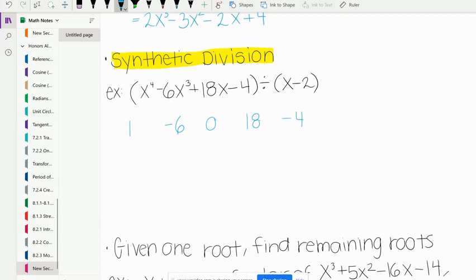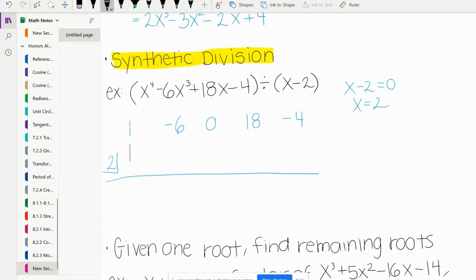The next thing you do is you look at the x minus 2 and you just solve for it. So you're just getting what the x-intercept would be, for example. So that would be 2, and that's going to be your multiplier. Okay, and I'm going to set it up like this. I know it's kind of weird.